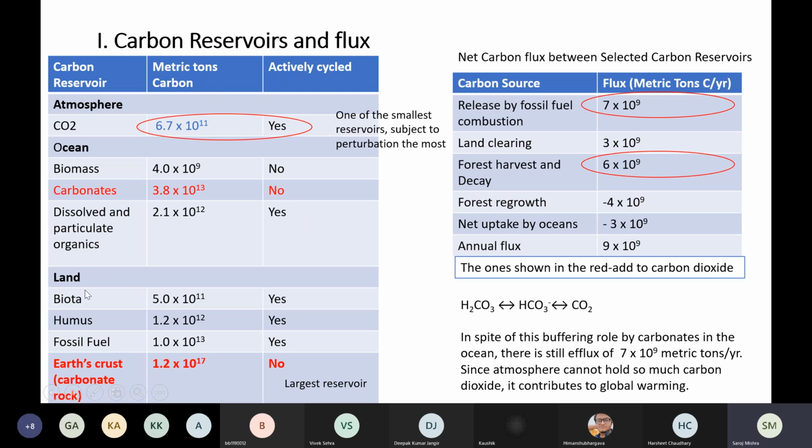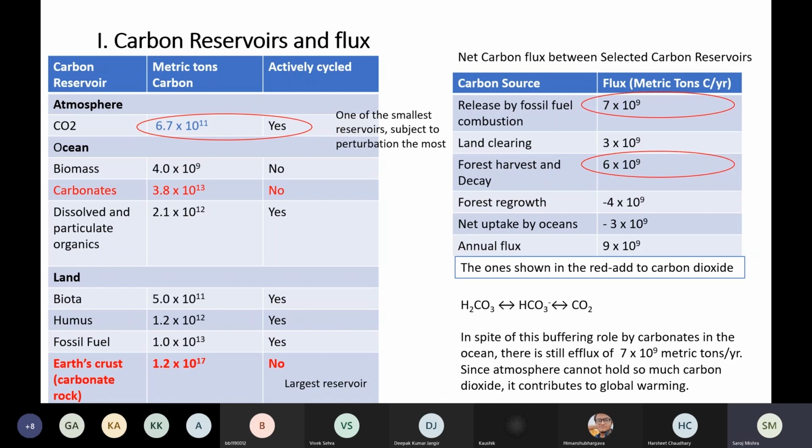On land, for example, the land mass, the humus, and of course the fossil fuel which is present, all of these are also reservoirs of carbon. All of these are actively recycled. But then on land, there are also the carbonate rocks, very much like they are present in the oceanic water bodies, a huge reservoir of carbon, but the largest reservoir. But no, it is not actively recycled.